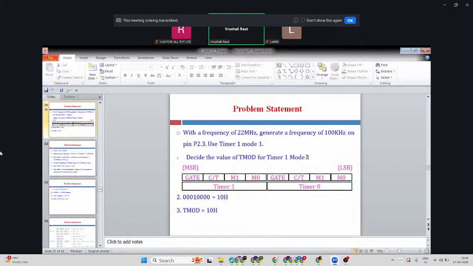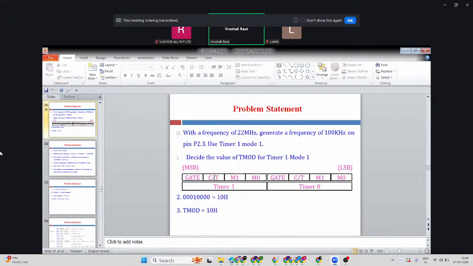What do you mean by mode 1? Do you remember? Mode 0 is 0, 0. Mode 1 is 0, 1. So M1 and M0 becomes 0, 1. What is mode 1? It is of 16 bit. So these two bits, this becomes 0, this becomes 1.